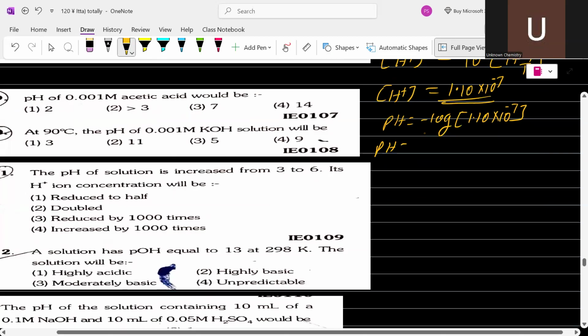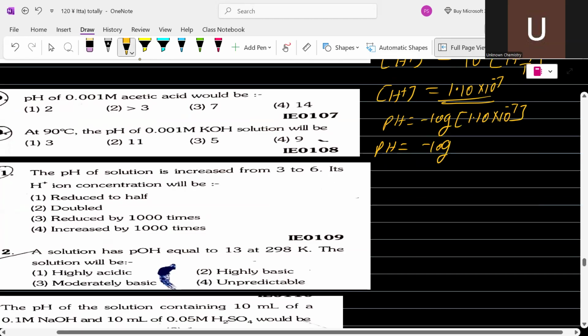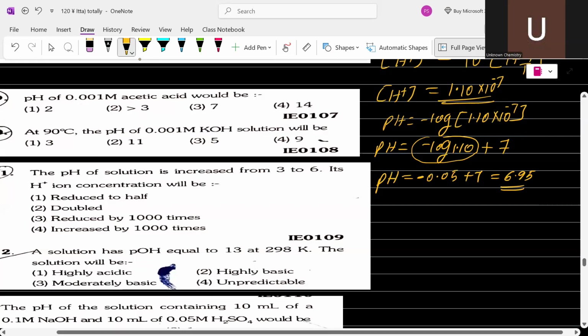Please understand, pH will come here as minus log 1.10 plus 7. We know that minus log 1.10 has some value, approximately 0.05. So it is minus 0.05 plus 7, which comes to 6.95. That is how we can calculate theoretically.